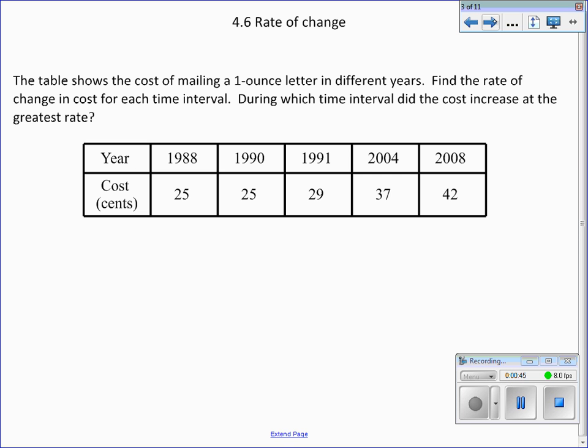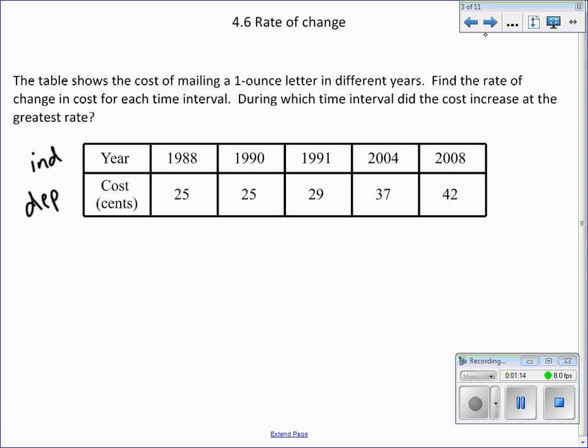So if we look at an example, this table shows the cost of mailing a 1-ounce letter in different years. As you can see, just analyzing this table, as the years increase, so does the cost. But we would say that the cost is our dependent variable because it depends on whatever the year is. The cost of mailing this depends on what year it is. So our independent variable is the year.